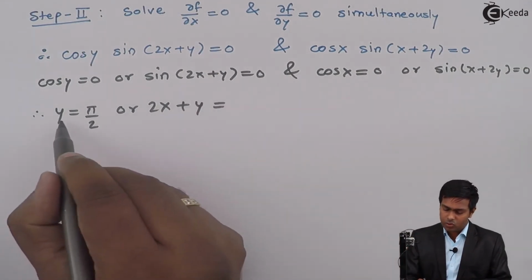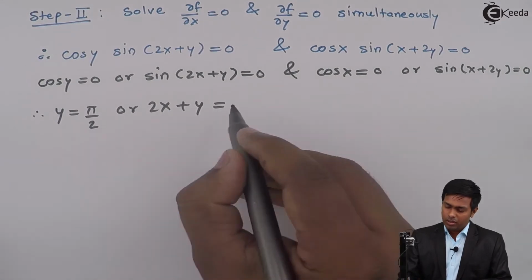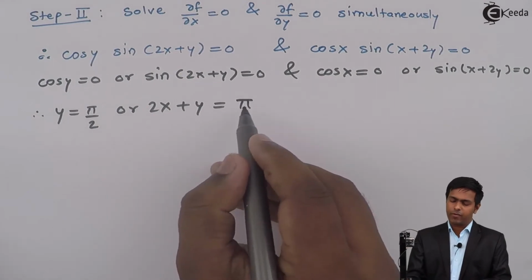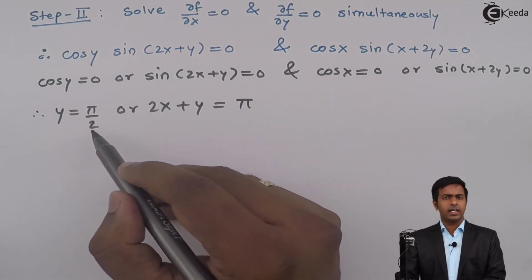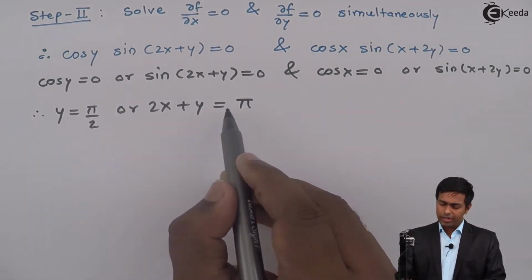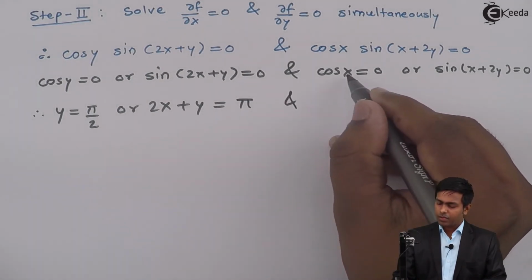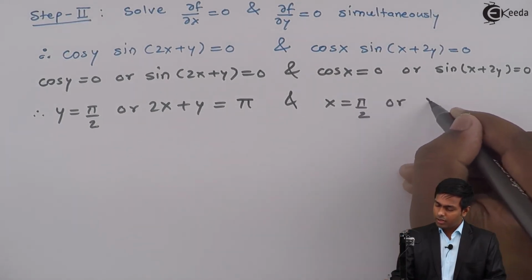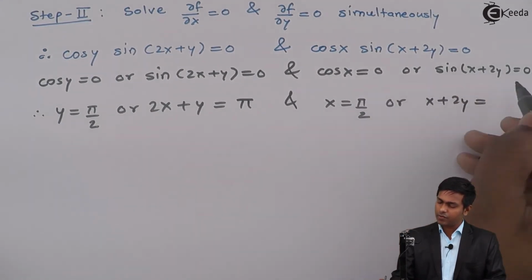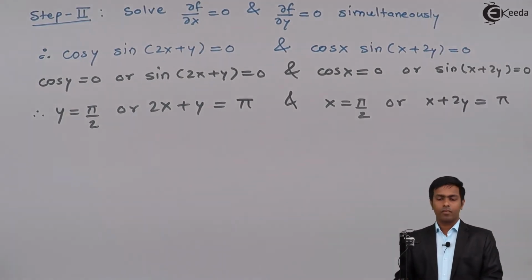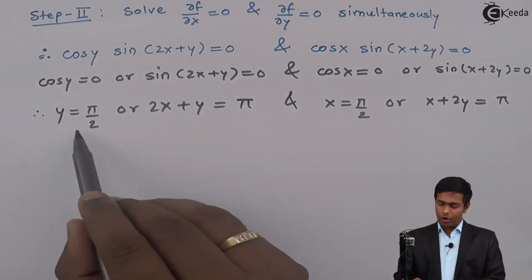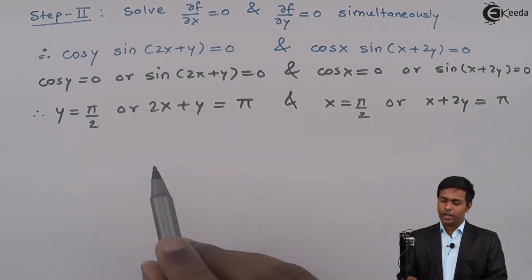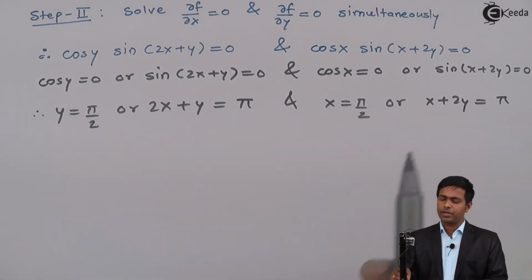So here since y is pi by 2, sine inverse of 0 cannot be 0. So it has to be pi because that value will be obviously greater than this pi by 2. So it is pi. Similarly here cos inverse of 0 is pi by 2 or x plus 2y. So sine inverse of 0 is pi. So from here we can say that we get one pair as pi by 2, and to get the other pair we have to solve these two equations simultaneously.